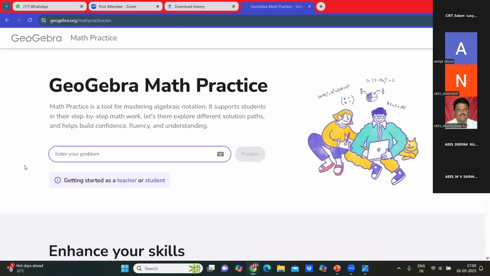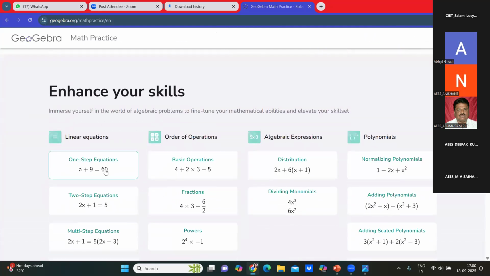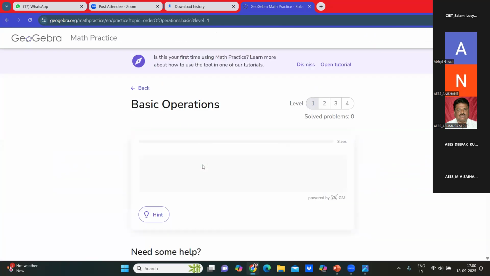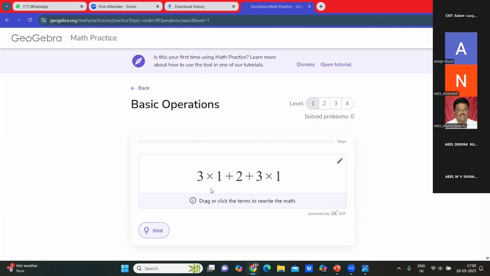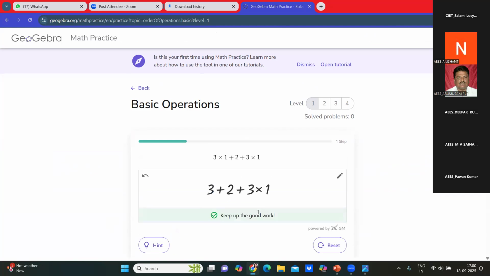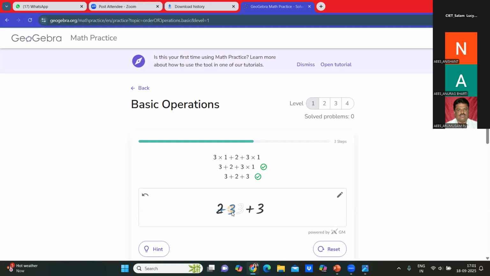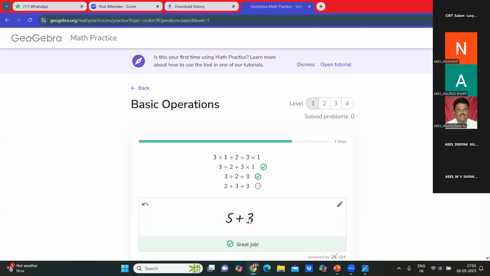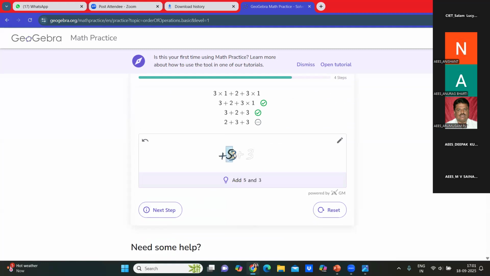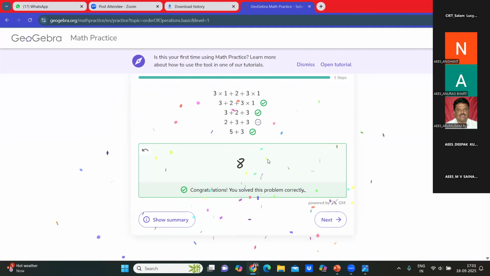Explore with math practice. We can go here and solve some problems. These are basic operations of mathematics. We can click here and get a hint: multiply 3 by 1. And then 3 by 1, multiply 3 by 1. And the next step, 3 plus 2. And then add 5 plus 3. And we got the answer, 8.